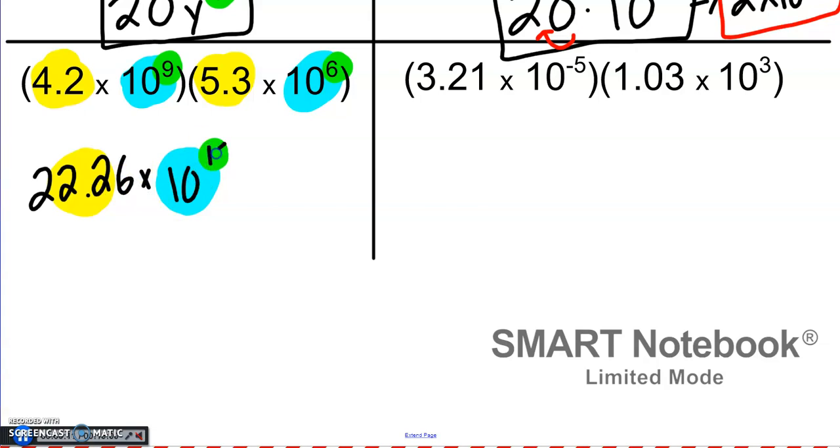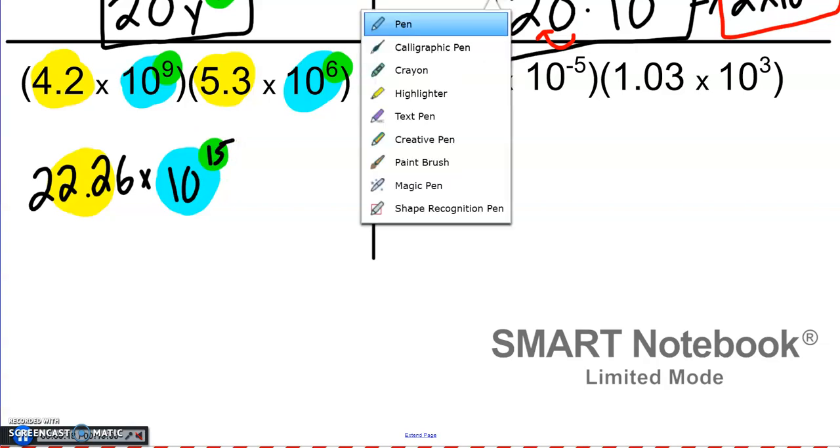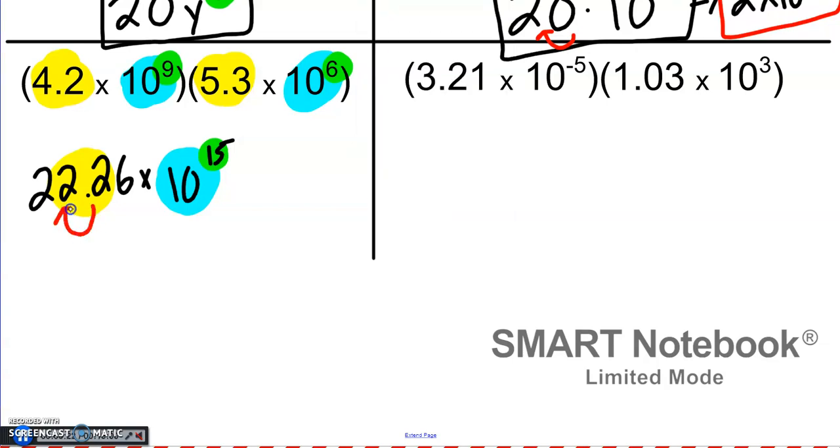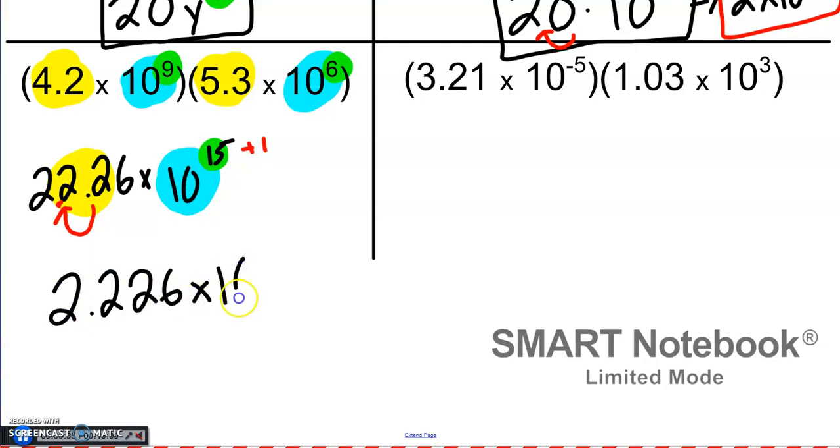9 plus 6 is 15. Now, 22.26 is not in scientific notation. So what we need to do is move this decimal place once to the left to get it between the 2 and the 2. So we have to add 1 to our exponent. So our final answer is 2.226 times 10 to the 16th.